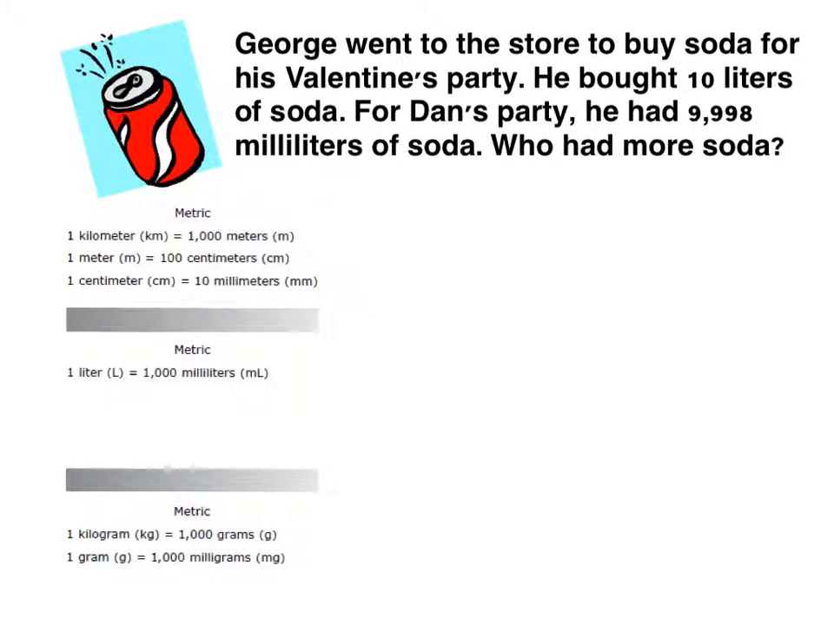All right, last word problem I'm going to do with you. Aren't y'all having fun yet? This is so much fun.